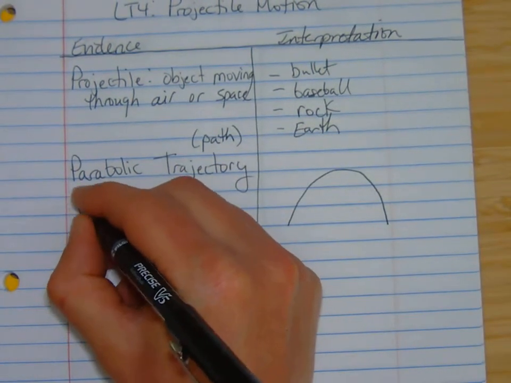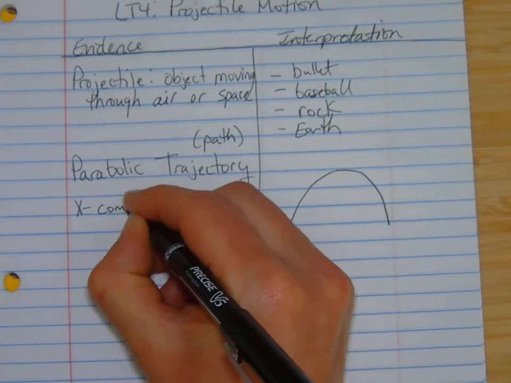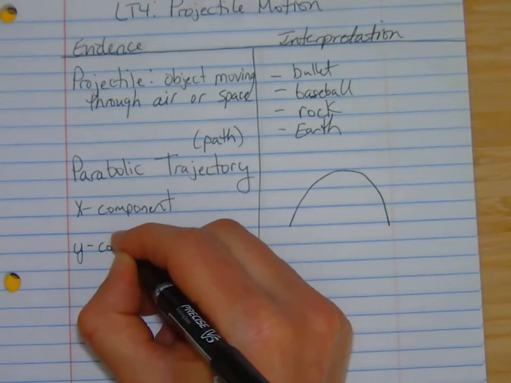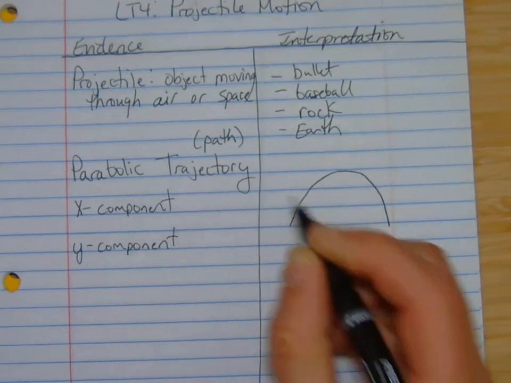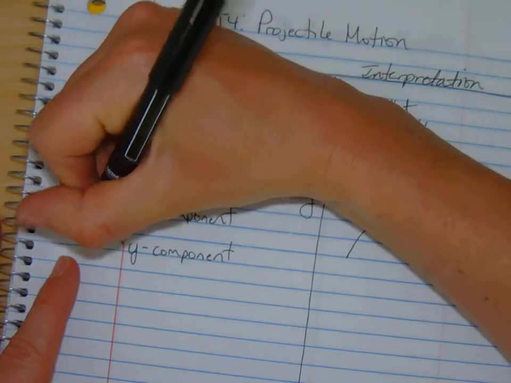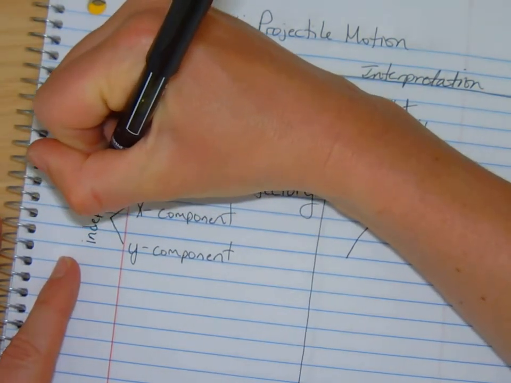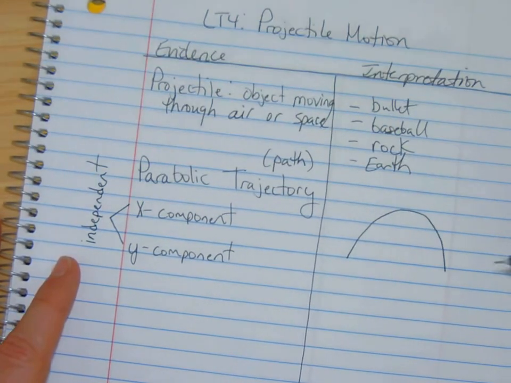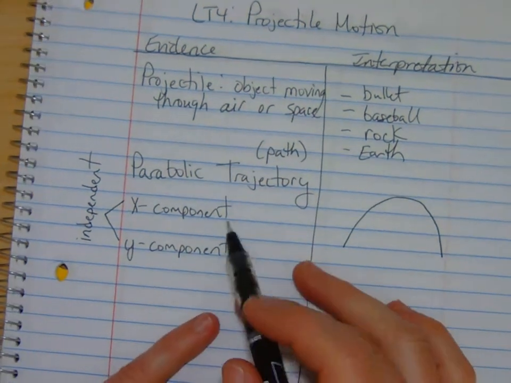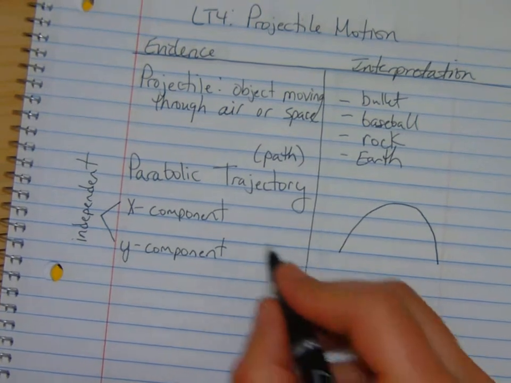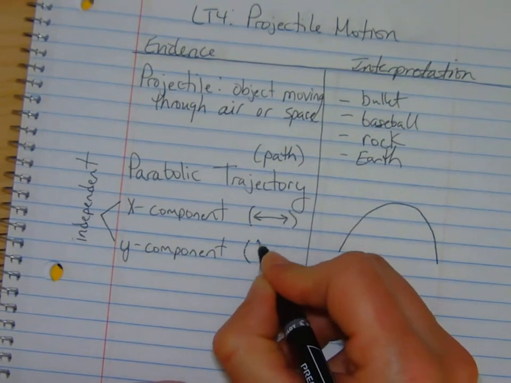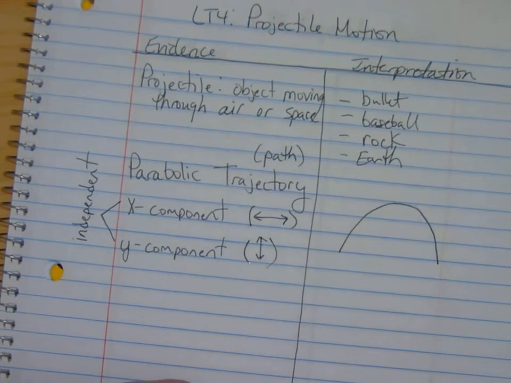And the path is composed of the x component and the y component. The x and the y. And we already said these two do not depend on each other. They are independent of each other. So our x is left and right, horizontal. Our y is up and down, vertical.